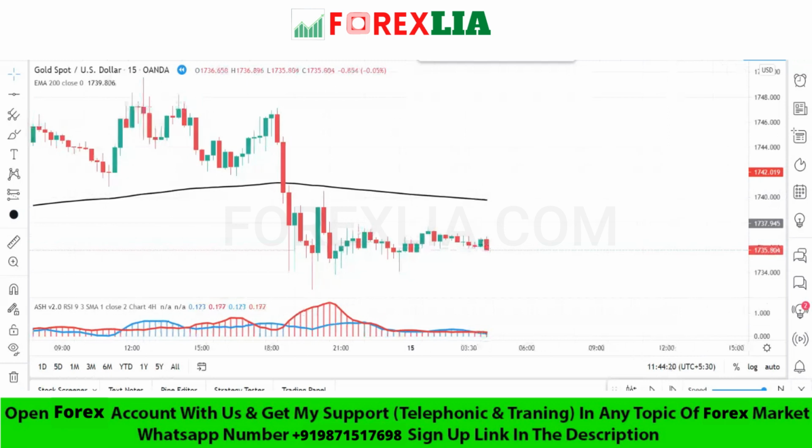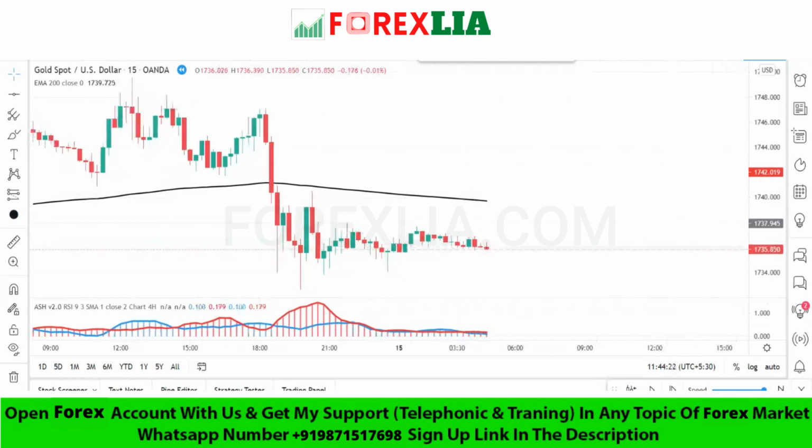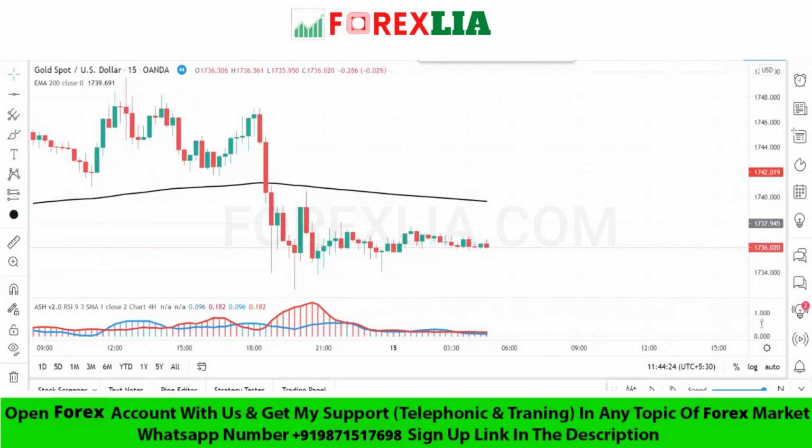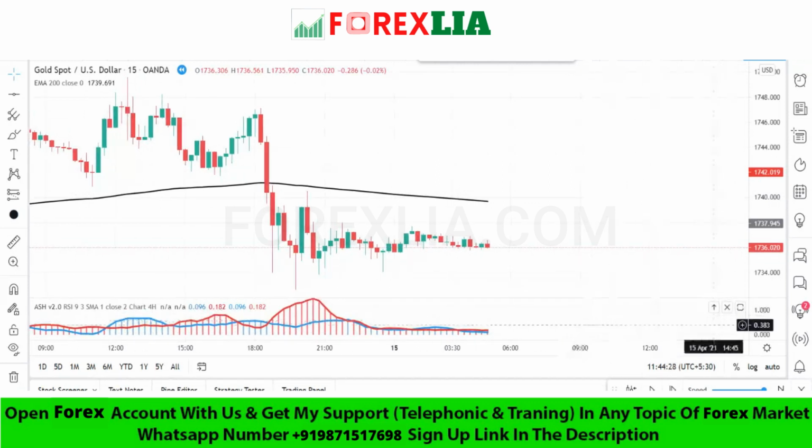If the market is above the 200 period EMA, with the absolute strength histogram indicator signaling a blue line, then you take a buy position.